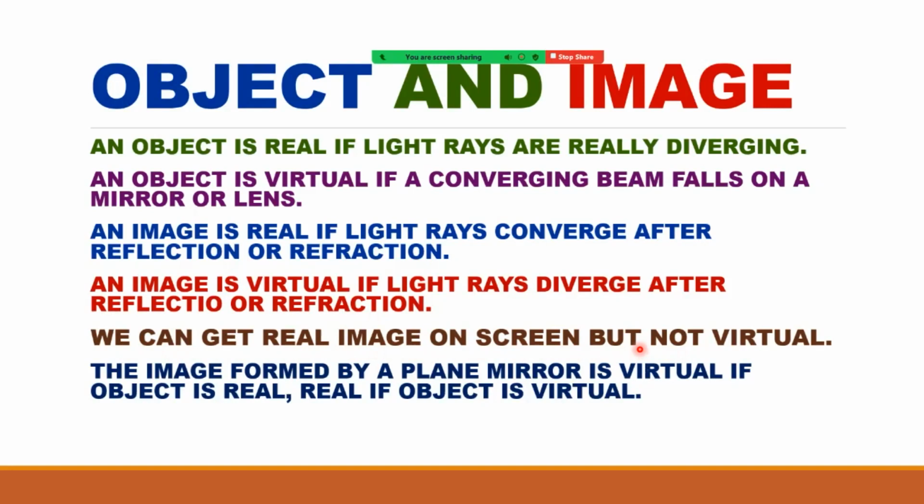So best example is like if we are standing in front of a mirror, our image will be behind the mirror. And see, we cannot get this image on screen, right? The meaning of this sentence, okay? And last one, the image formed by a plane mirror is virtual if object is real, real if object is virtual, okay? So these are the points we have discussed till now. Let us now solve problems.